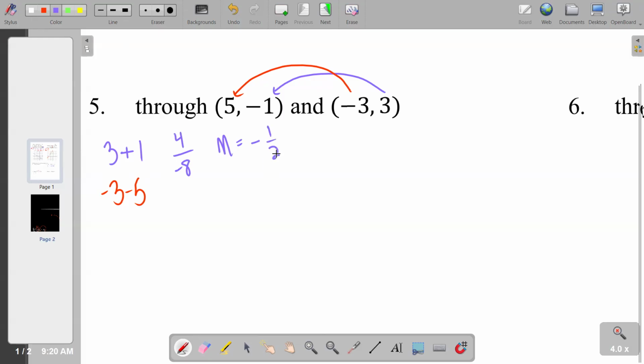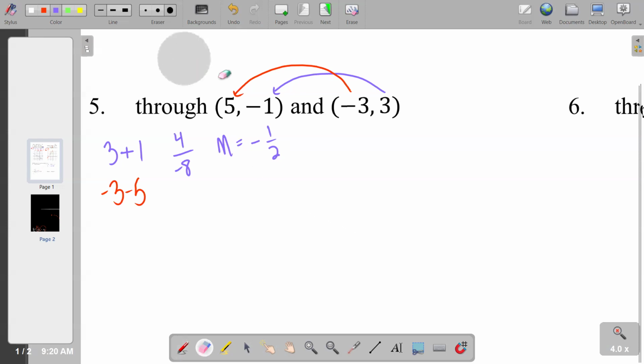Okay. So that's going to be step one, and that's just going to never change. If you go into a math problem like this and you don't know the slope, put everything else aside, find it first. Find the slope. And then from there, remember, we've talked about this.